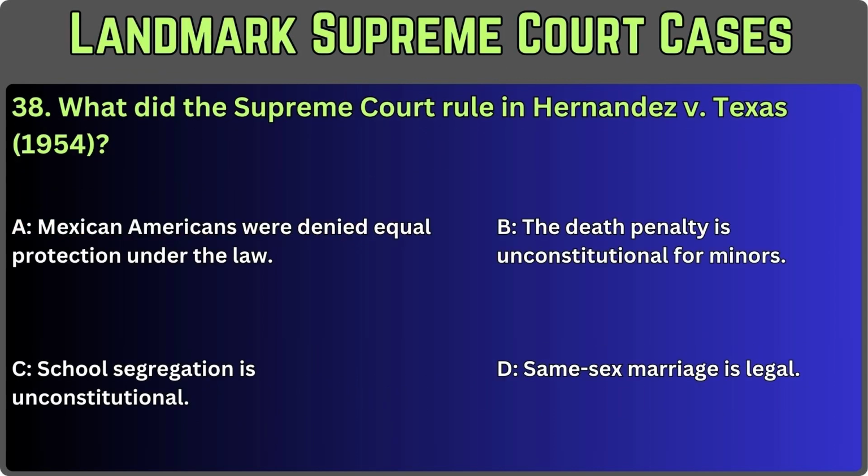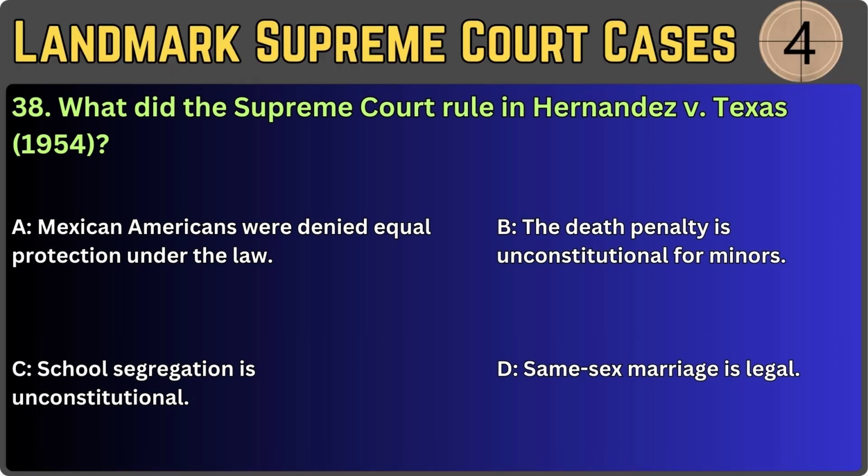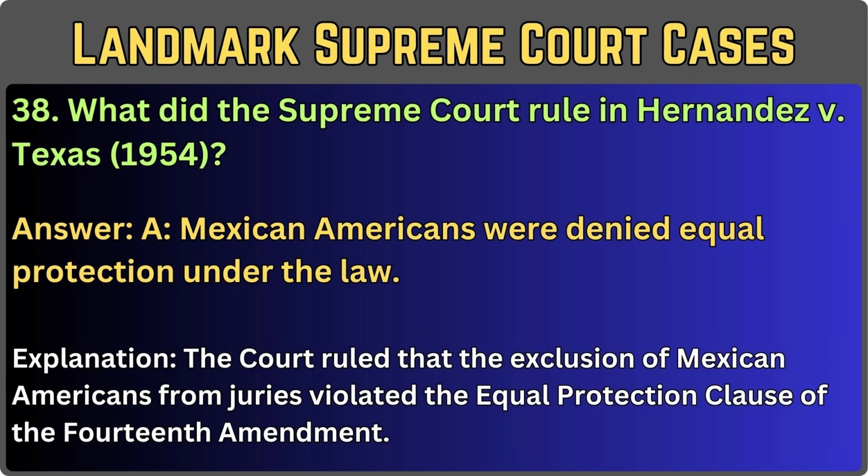38. What did the Supreme Court rule in Hernandez v. Texas, 1954? A. Mexican Americans were denied equal protection under the law. B. The death penalty is unconstitutional for minors. C. School segregation is unconstitutional. D. Same-sex marriage is legal. Answer: A. Mexican Americans were denied equal protection under the law. Explanation: the court ruled that the exclusion of Mexican Americans from juries violated the Equal Protection Clause of the 14th Amendment.